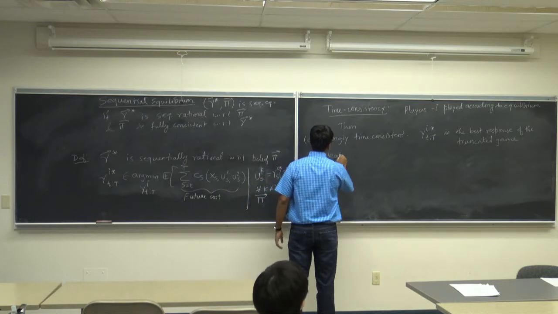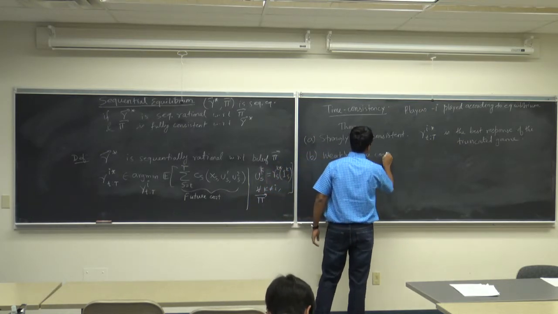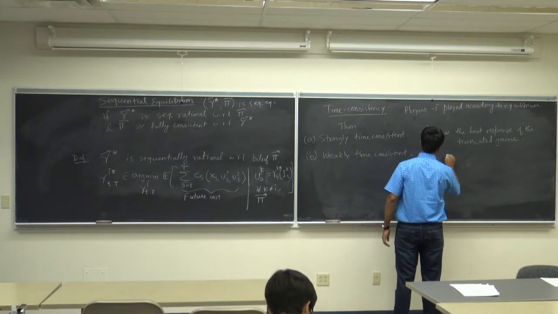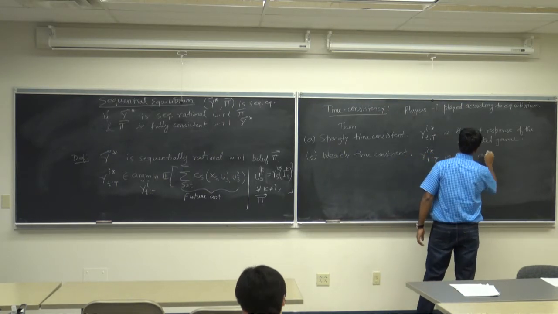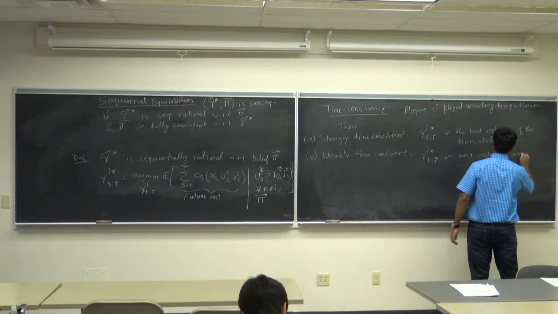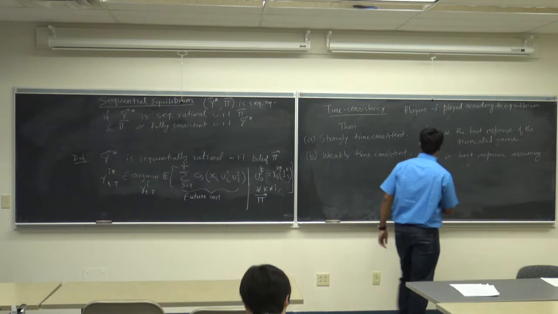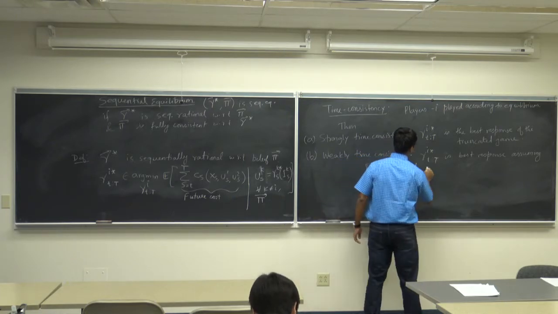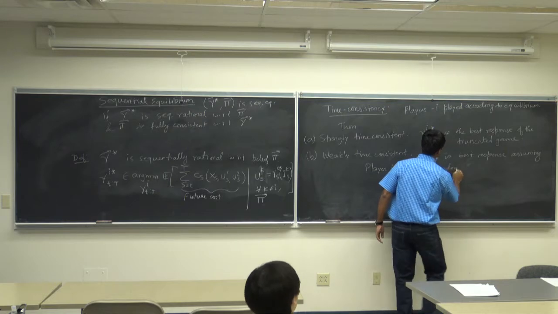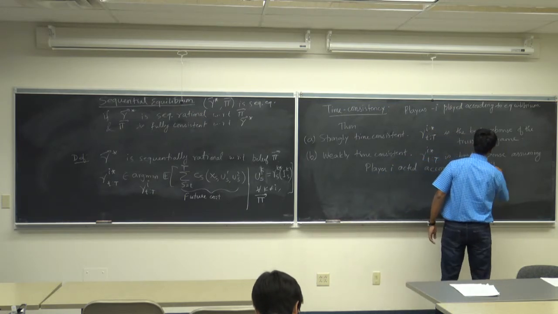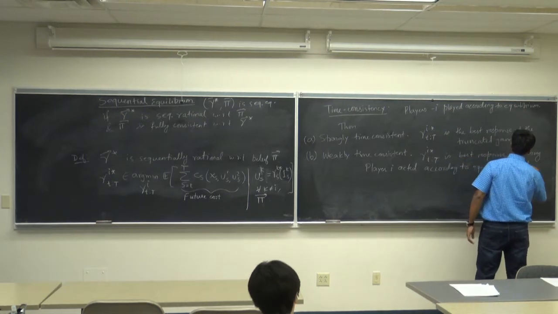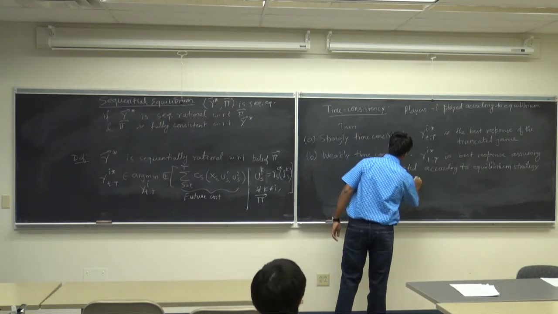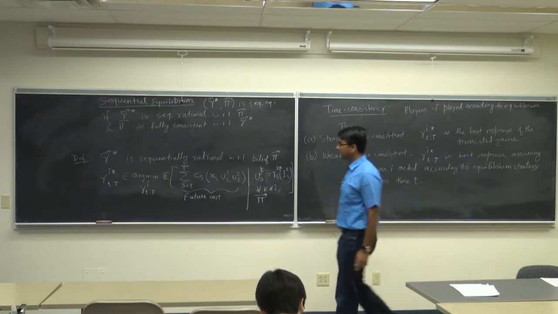Then B is weakly time consistent. Gamma i star from t to T is the best response, assuming player i acted according to the equilibrium strategy before time t. Okay, so that's weakly time consistent.